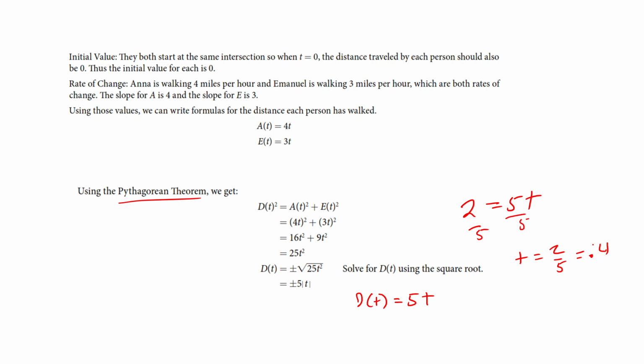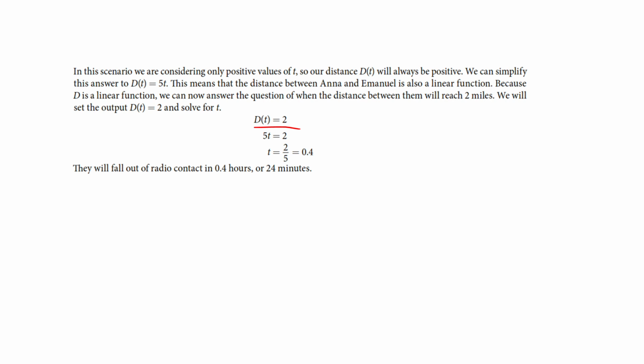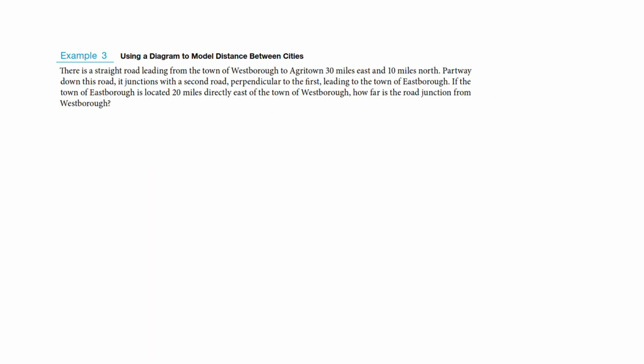So in 0.4 hours, if they're walking in these directions, one south, one east, in 0.4 hours, they'll be 2 miles apart, and that'll be the end of their radio signal. Again, I've never quite seen one like that. It's pretty clever. And this one is even trickier.